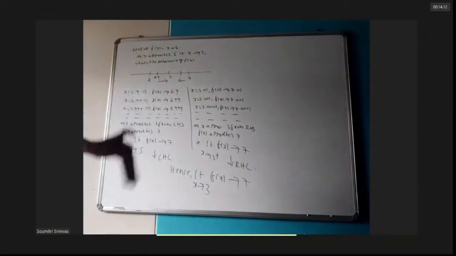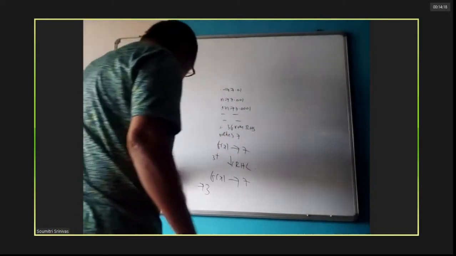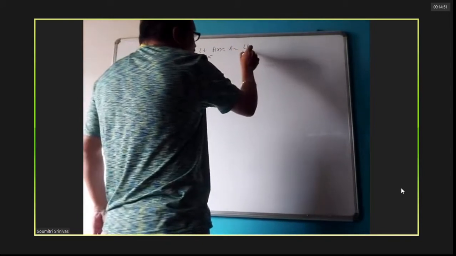Shall I? Yes, sir. Whatever I wrote in terms of numericals, now I present it in terms of limits. We say limit as x goes to a, f of x is equal to L, if and only if limit as x goes to a minus, f of x is equal to L, is equal to limit as x goes to a plus, f of x.